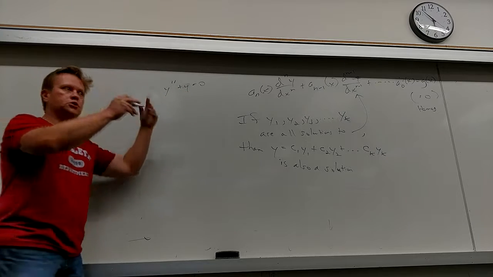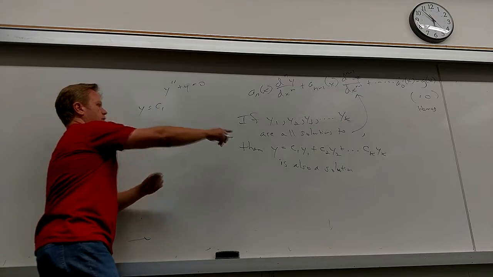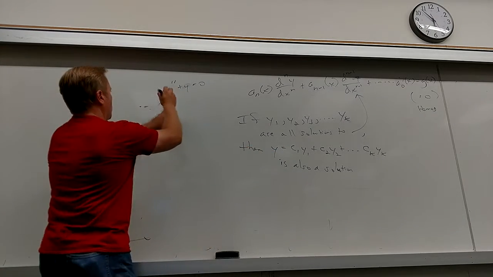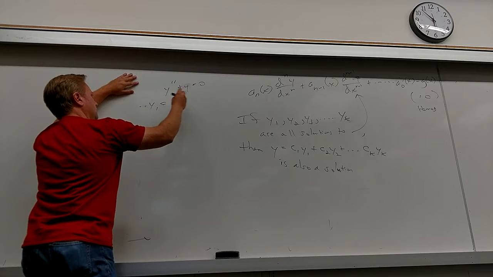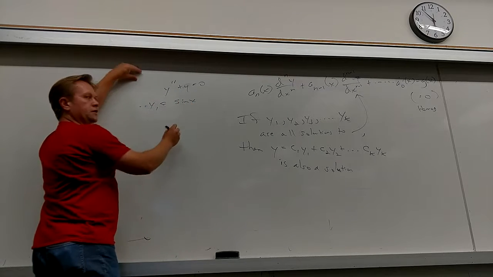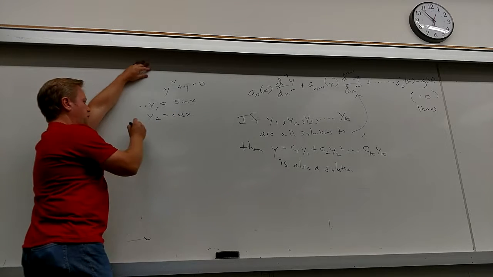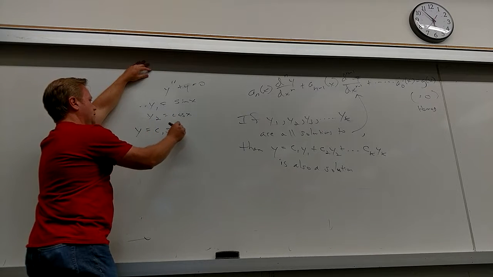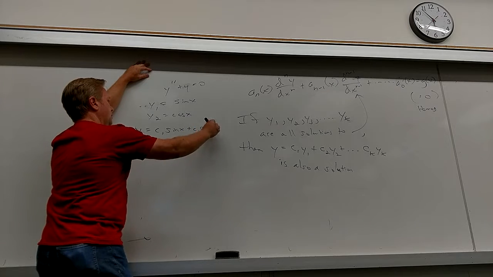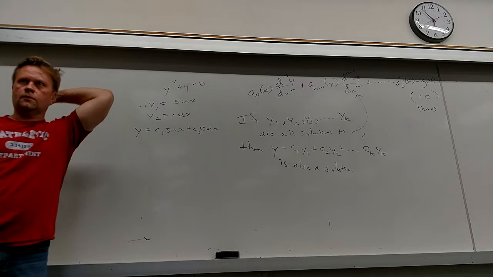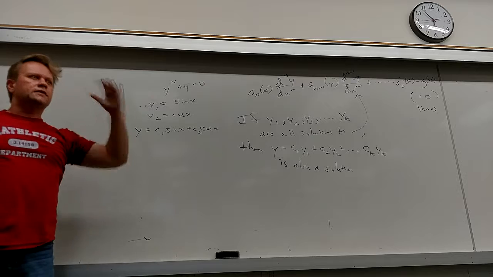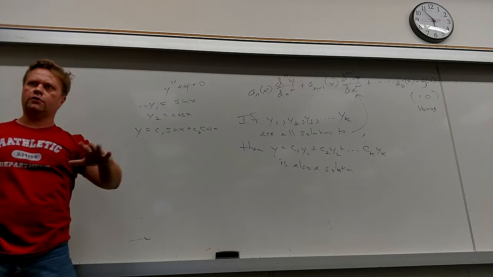So the actual general solution would be, this is what this is saying: y1 equals sine solves this. y2 equals cosine solves this. Therefore, y equal to C1 sine x plus C2 cosine x solves this. We've seen that before, but I just want to throw that up there to make the bridge.